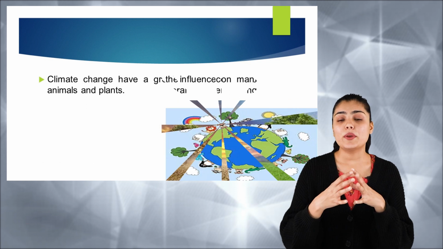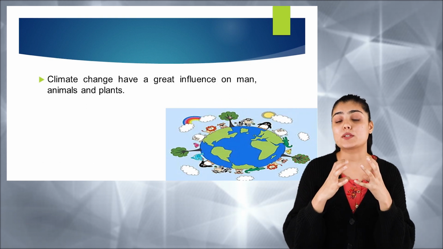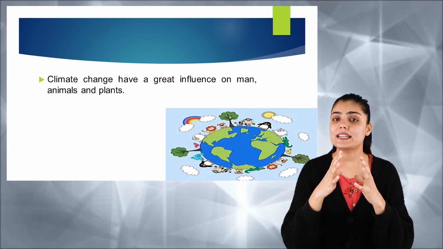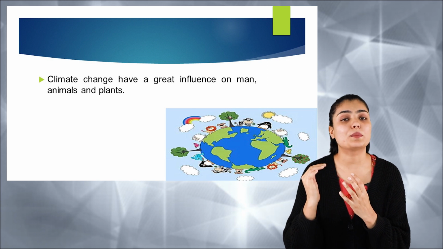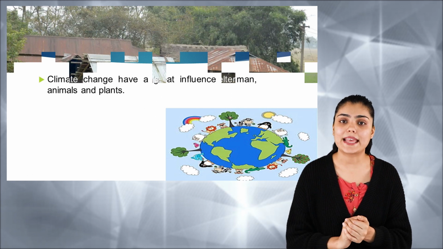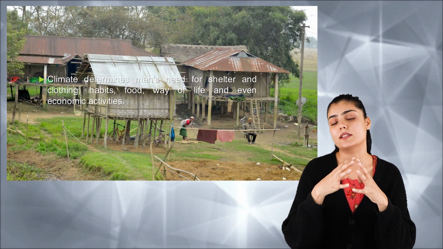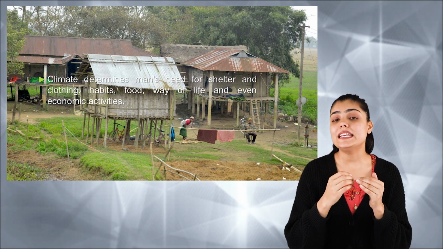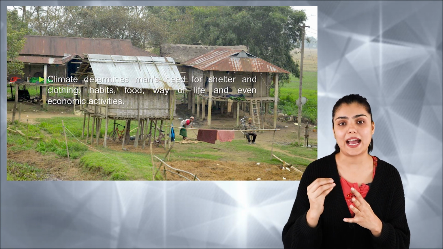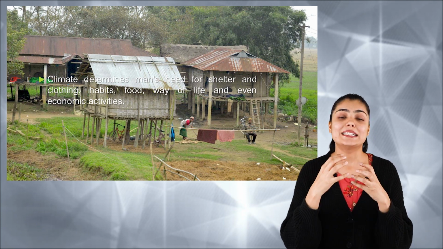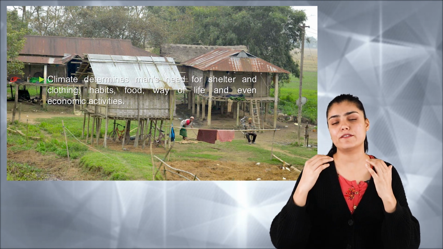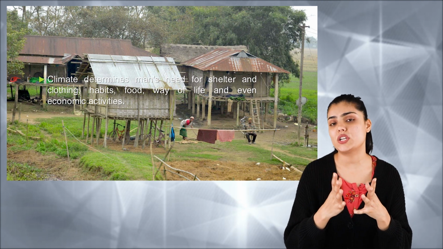Now, when we think about climate, it is one of the most important components of a man's physical environment. Why? Because climate influences most of the human activities. Climate has a great influence on man, animals, as well as plants. Climate determines human beings' need for shelter, clothing, habits, way of life, and also economic activities. We need to have a shelter according to the climate. If it is raining outside, we need a proper shelter to be inside.